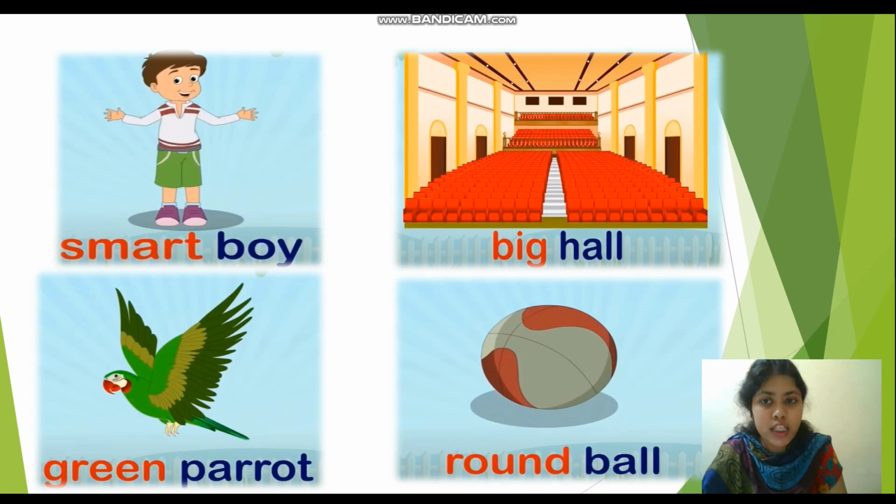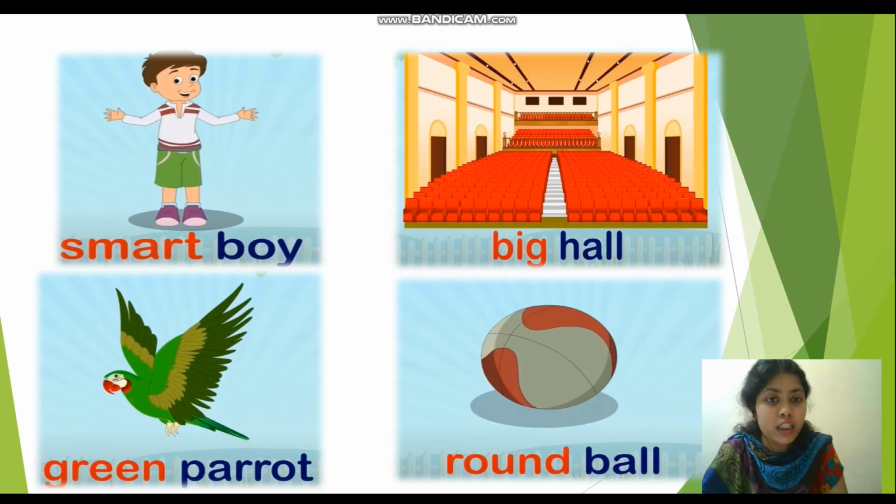Children, as you can see, the word smart is describing the boy. The word big is describing the hall. In the third picture, the word green is describing the parrot. It is telling about the color of the parrot. And in the fourth picture, round ball. The word round is describing the ball. It is telling about the shape of the ball.